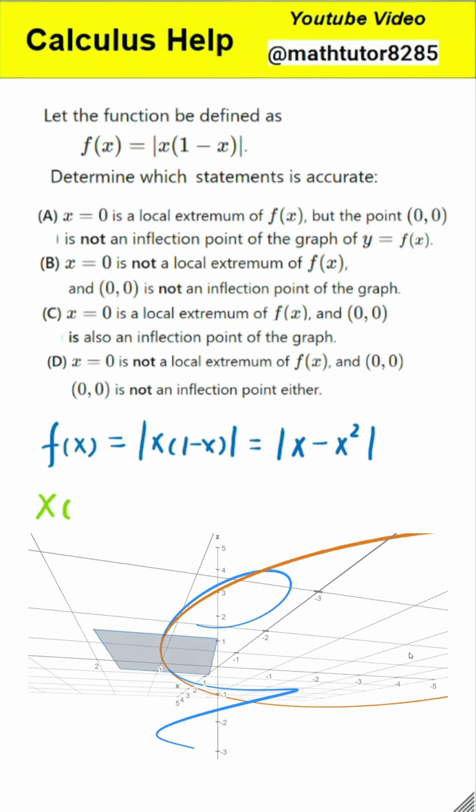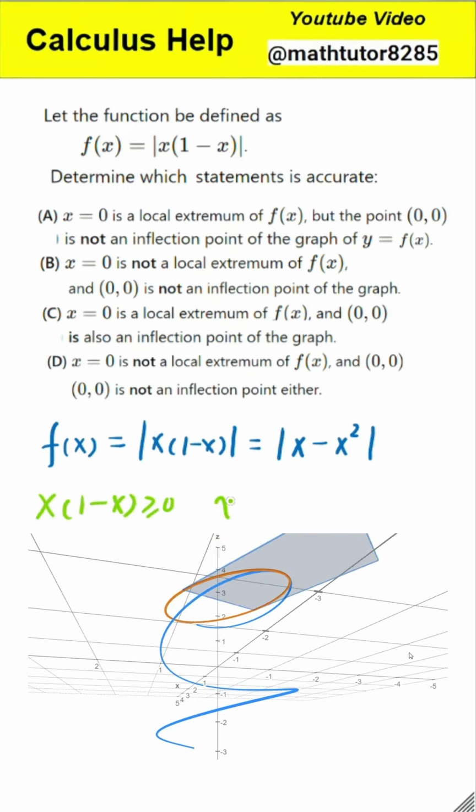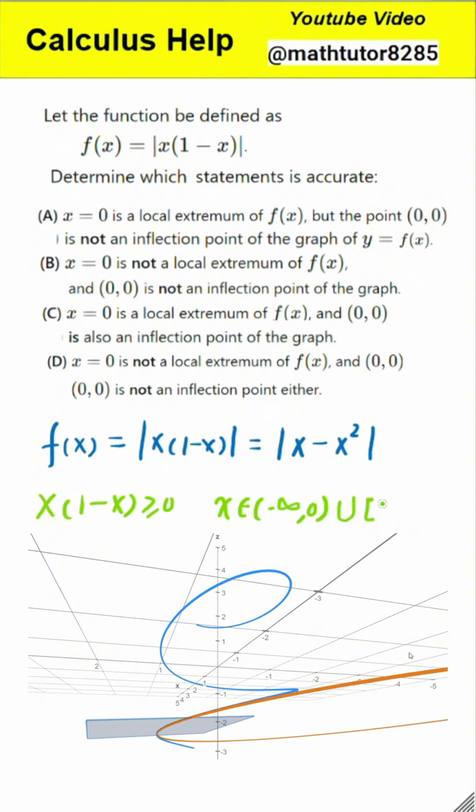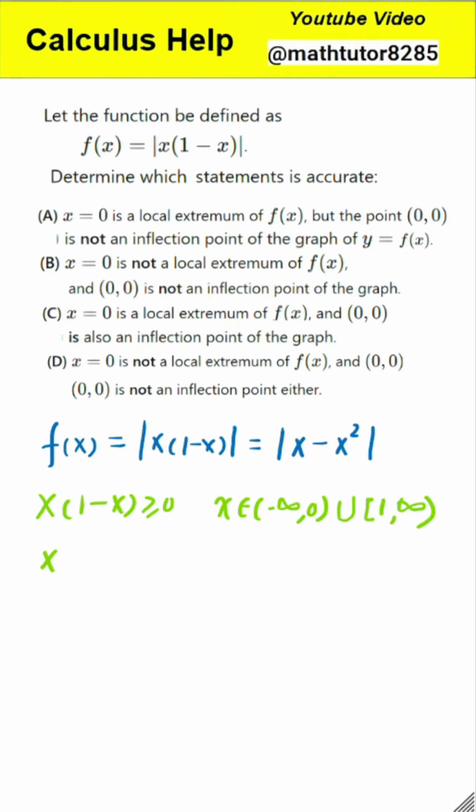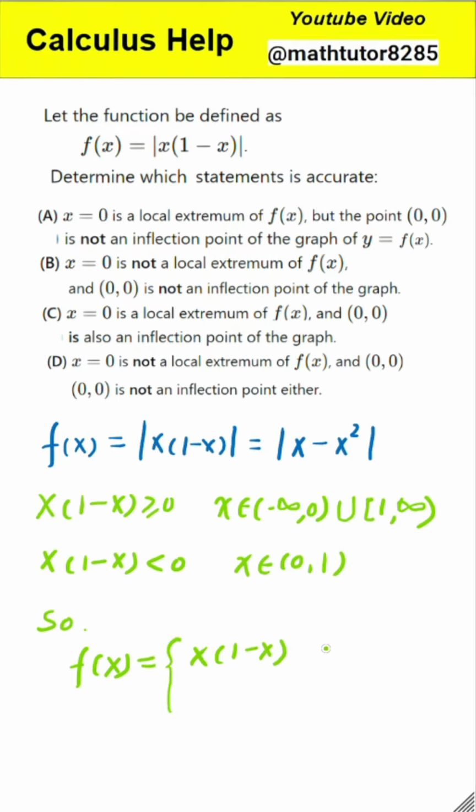Next step is to determine when the inside of the absolute value is positive or negative. We analyze where x times 1 minus x is greater than or equal to 0. That occurs when x is less than or equal to 0, or when x is greater than or equal to 1. In contrast, the product is negative when x is between 0 and 1. Therefore, the function f of x behaves as follows. For x less than or equal to 0, or greater than or equal to 1, f of x equals x times 1 minus x. For x strictly between 0 and 1, f of x equals the negative of x times 1 minus x.